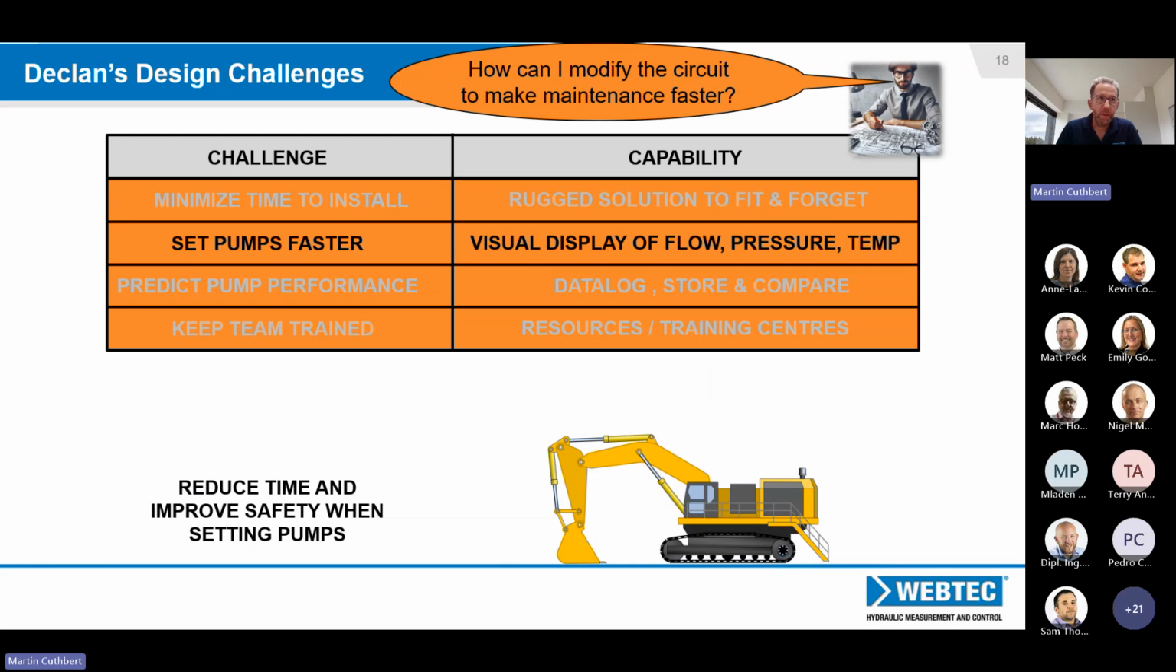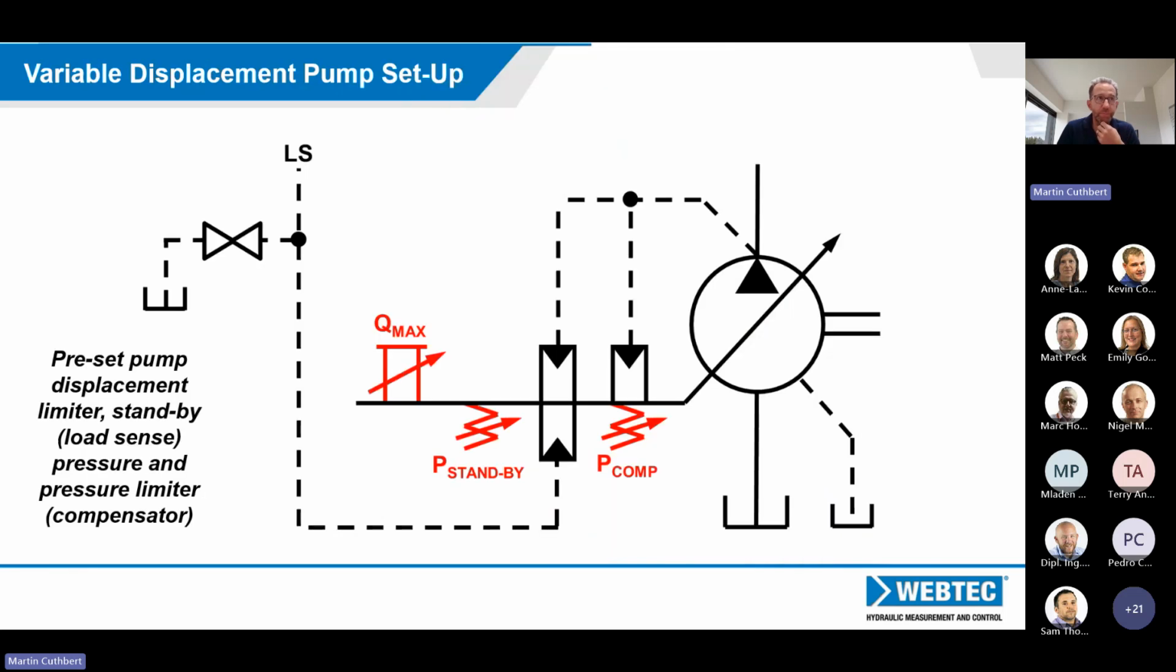So that's the first challenge, if you like. How do we reduce the time to carry out the test? Well, if we leave the flow meter permanently in place, then we've just chopped 2 to 3 hours out of each test. Conventionally, you might put instrumentation on so that you can permanently connect to it, but you don't necessarily have to, and we'll come to that in a moment. So the second challenge that Declan's got is how can you then use that instrumentation to set the pumps faster?